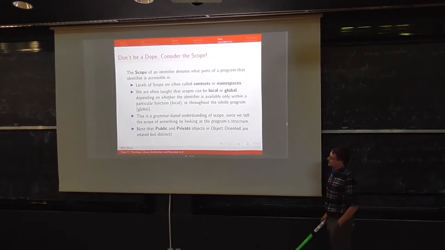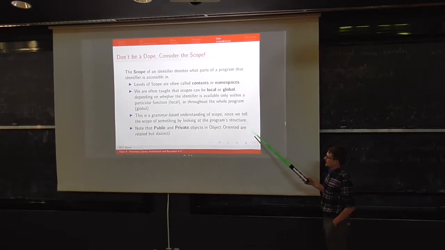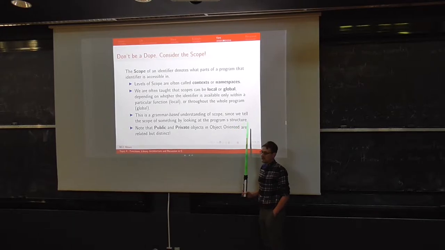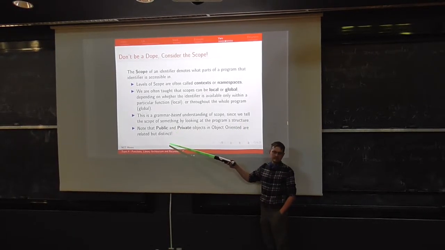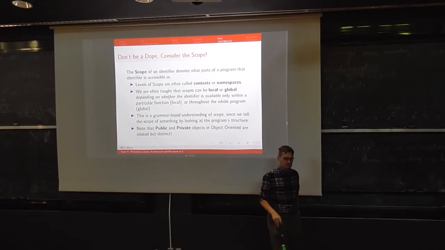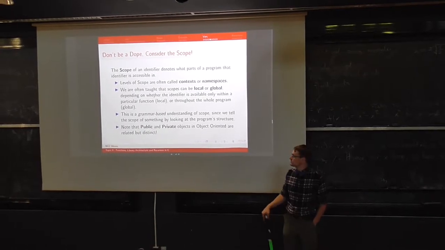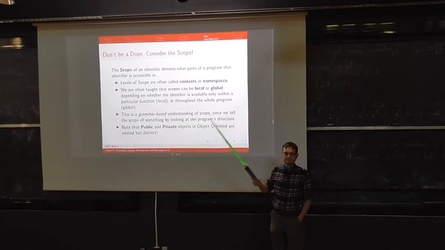Note that public and private objects in object-oriented programming are a related concept, but they are distinct from this concept of global versus local. Does anybody know what public and private mean? You, sir.